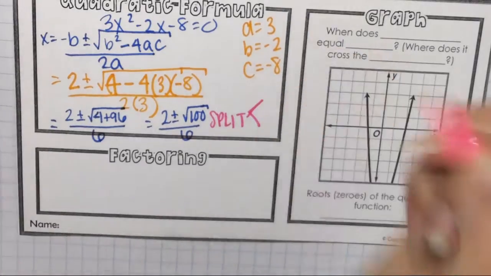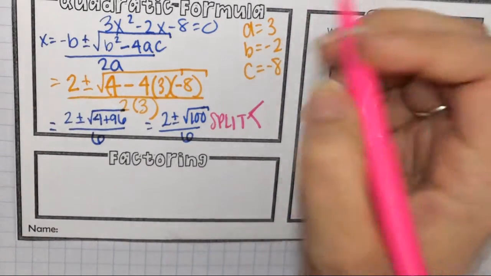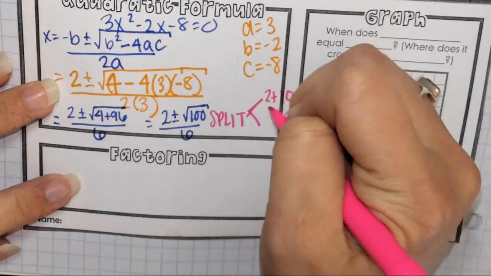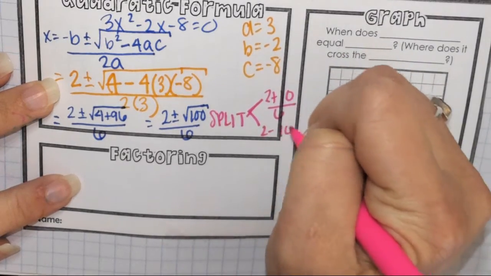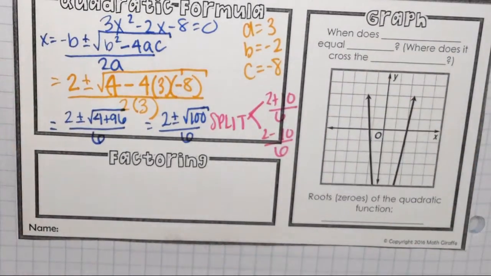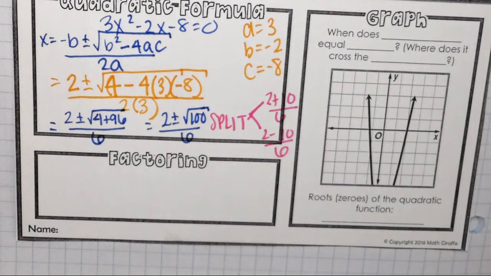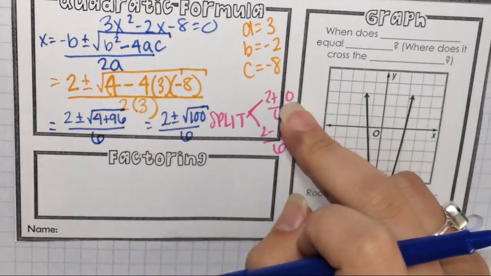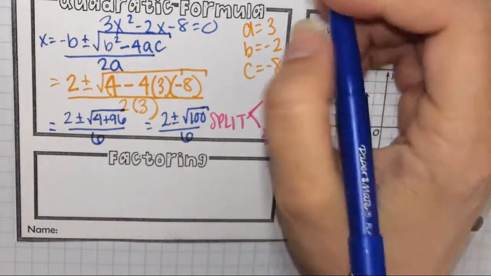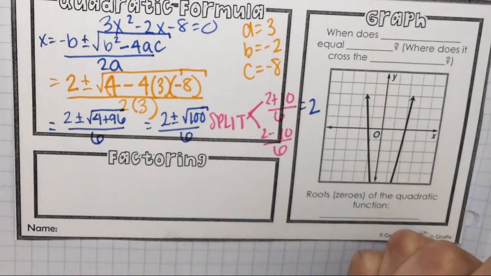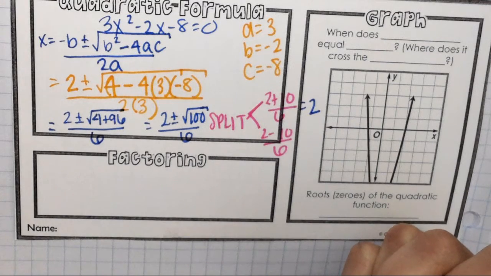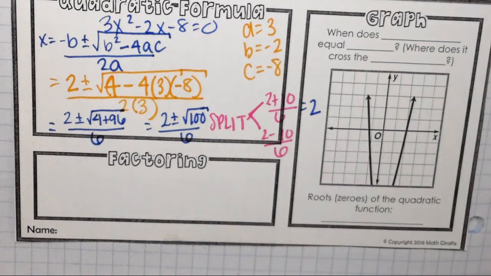What's the square root of 100? 10. So we have 2 plus 10 divided by 6 and 2 minus 10 divided by 6. What is 2 plus 10? 12. And what is 12 divided by 6? 2. Alright, what's 2 minus 10? Negative 8. And what's negative 8 divided by 6?